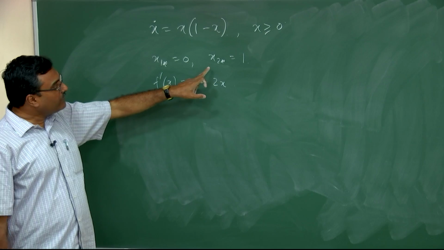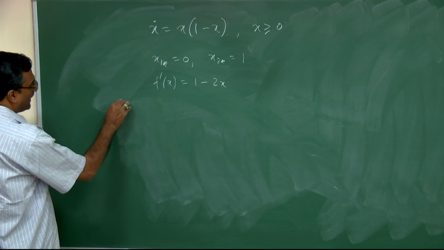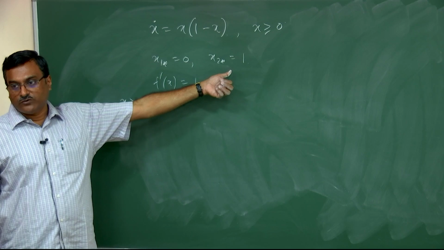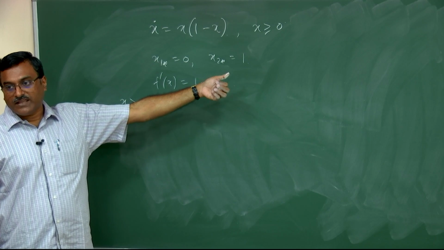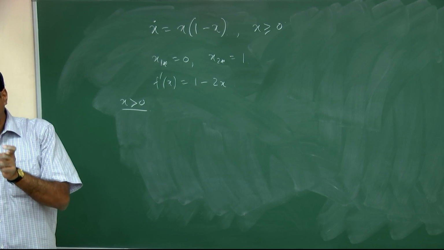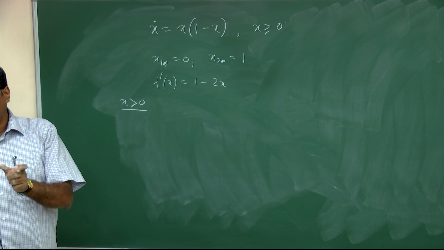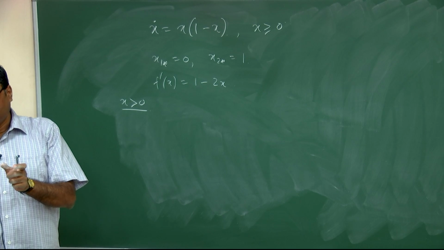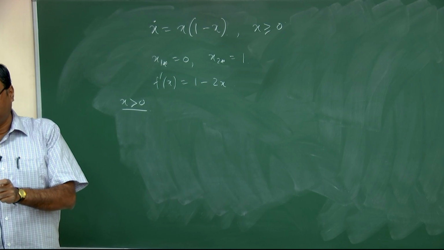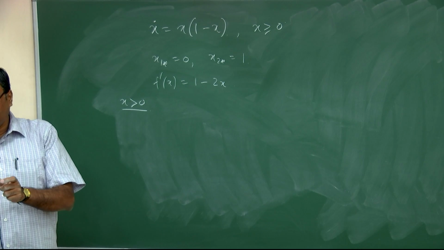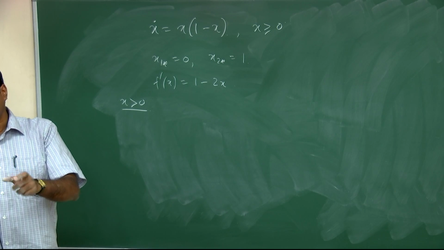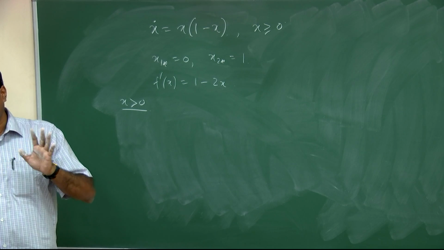Now the point is that we can prove that if we start from any point x greater than 0, then all the solution trajectories will approach this equilibrium point by constructing a Lyapunov function. Lyapunov function means you need to construct a function which is positive definite except at the equilibrium point, and its time derivative should be negative definite except at the equilibrium point. If these two conditions are satisfied, then we can say that particular equilibrium point is globally asymptotically stable for the given system.